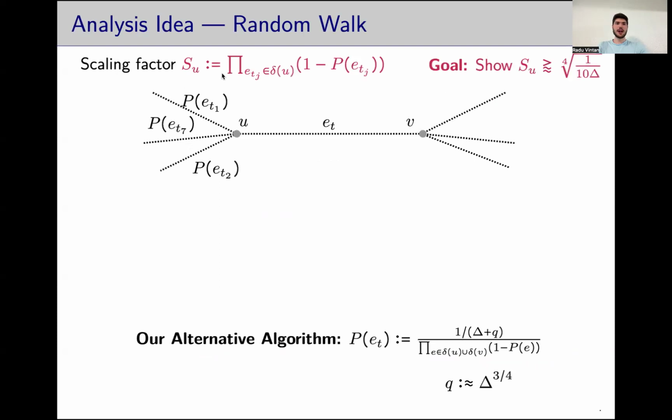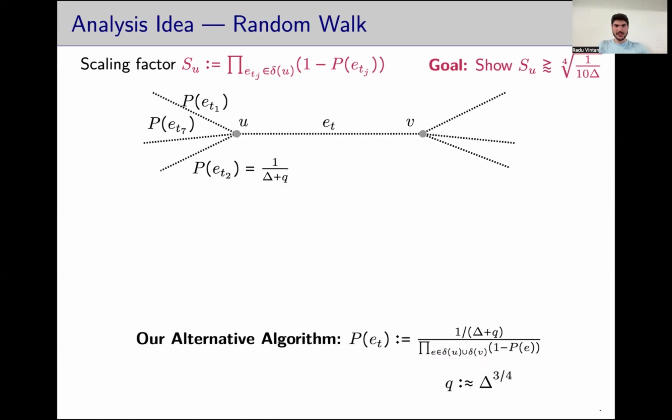So let me isolate the product corresponding to vertex U. Our objective here is to show that this scaling factor is not too small. So it's lower bounded by something, but I don't want to discuss exactly what right now. The main idea of our analysis is to interpret this product as a changing quantity over time.